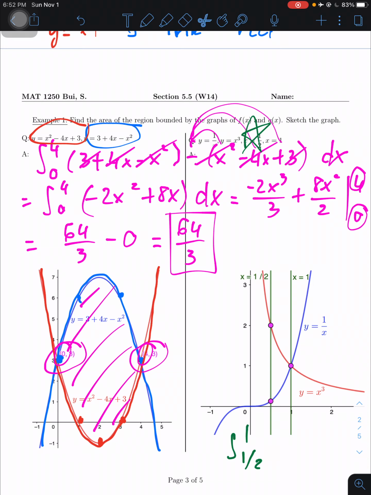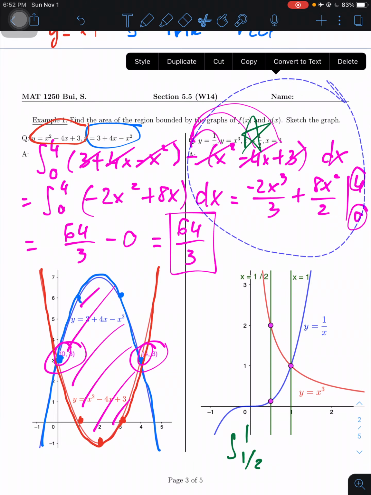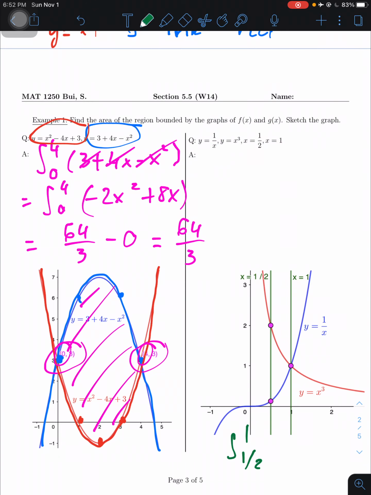Here, let me clean the screen a little bit. Okay, for your part, you have it going from 1/2 to 1 because we always go from smaller number to bigger number, right? But then there could be two ways to do it, right? It could be 1 over x minus x cubed, or it could be x cubed minus 1 over x, right? So this one, again, it really depends on the graph that you're having. Whichever one is on the top, you subtract the other one from it, okay?